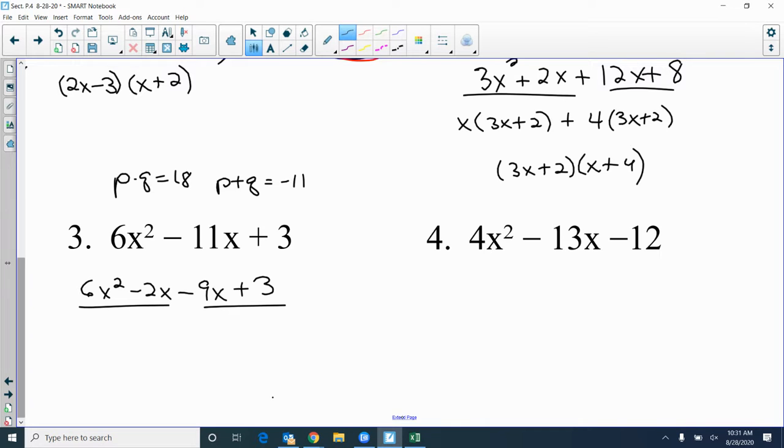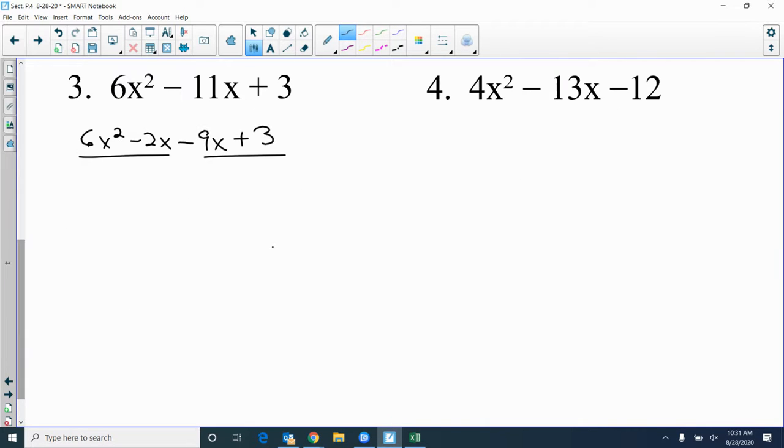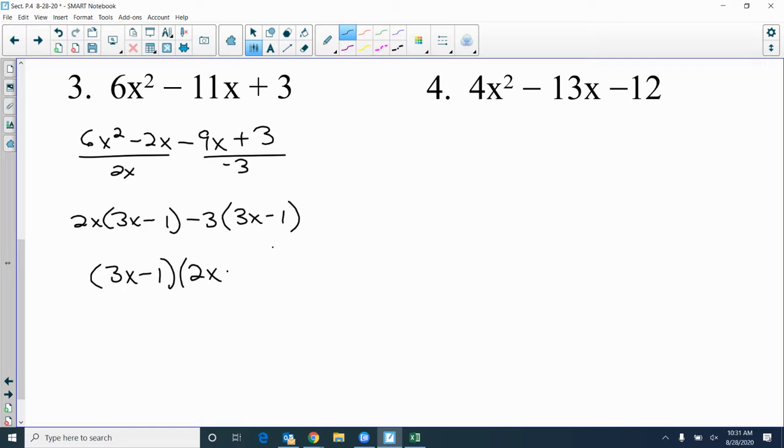And you get a GCF here of 2x. And you get 3x minus 1. Don't forget 2x divided by 2x gives you 1. And if this is a negative, then your GCF you need to treat as a negative. So you put a minus 3 here, and then you get 3x minus 1 there. So I get 3x minus 1 times 2x minus 3 for that one. And always double check. Make sure they multiply back together.